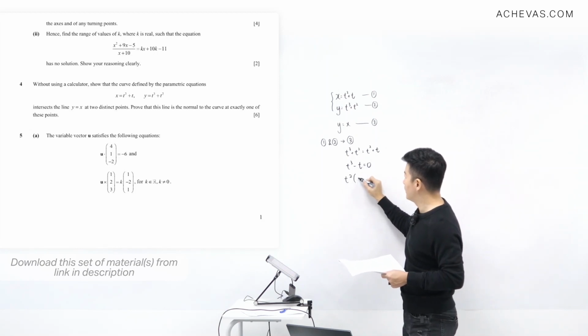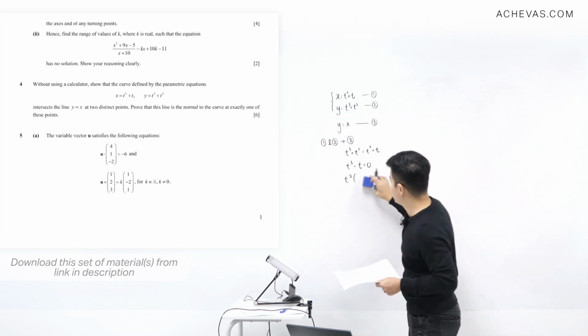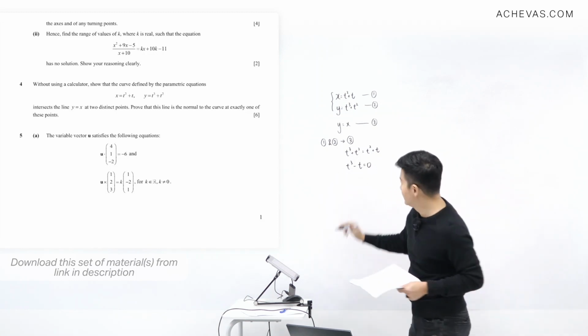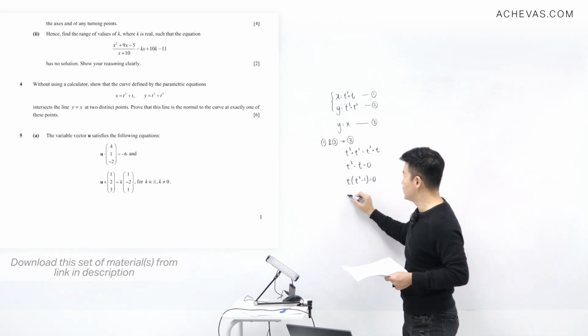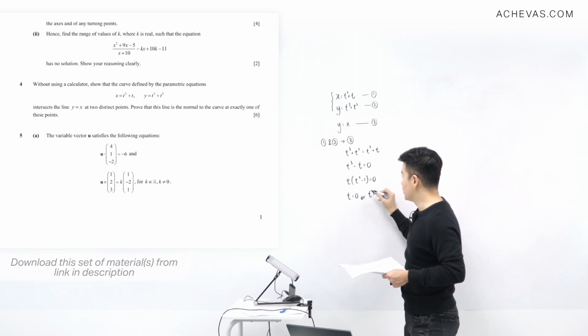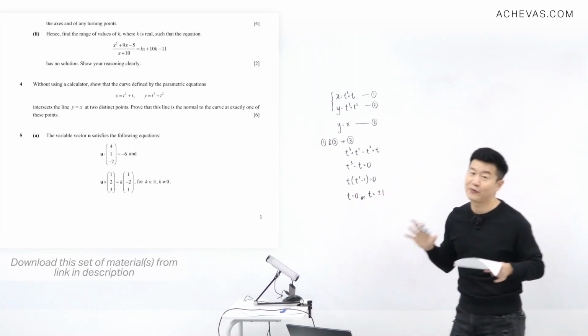Factorizing this, we can only factorize out t. So factorizing this, we have a t, then there's a t squared minus 1, this is equal to 0. t is going to be equal to 0, or t is going to be equal to plus or minus 1. Okay, we have 3 t's.